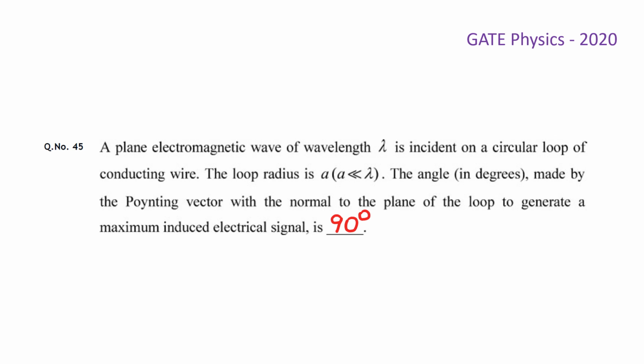So we have solved this problem and we found that the angle in degrees made by the Poynting vector with the normal to the plane of the loop to generate a maximum induced electrical signal, that is induced EMF, is 90 degrees.